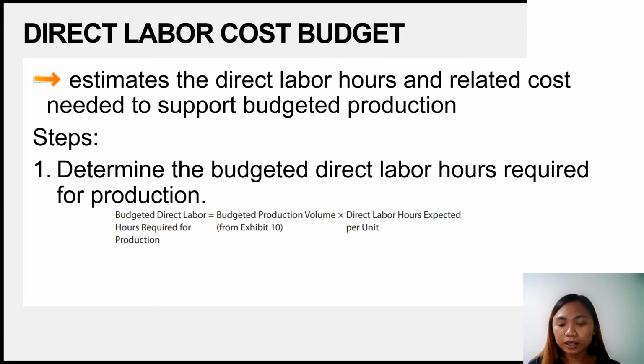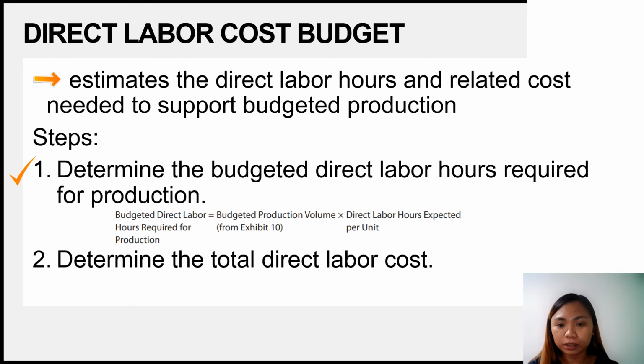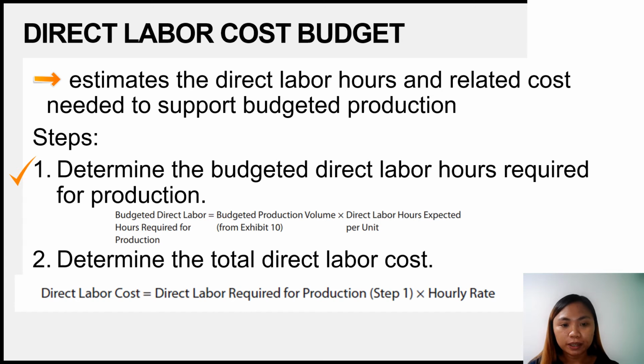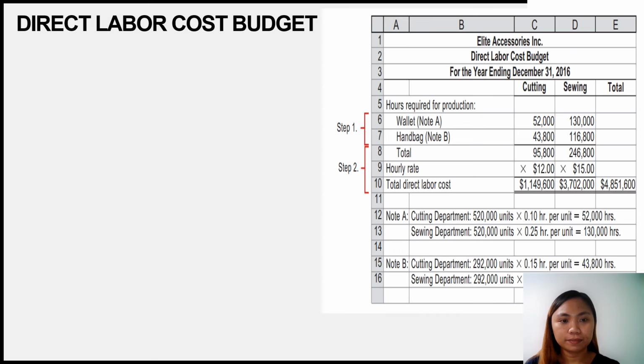So after the computation of the budgeted direct labor hours required for production, the second step would be to determine the total direct labor cost. To compute, the formula is direct labor required for production, as what we have computed in step 1, multiplied by the hourly rate. So this is how the direct labor cost budget for Elite Accessories Incorporated looks like.